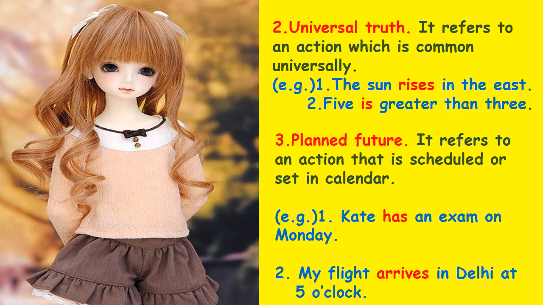They are all common universally, so we use the present tense. Next one is planned future. It refers to an action that's planned or set in calendar. See the example. Kate has an exam on Monday. My flight arrives in Delhi at 5 o'clock. Though these actions are going to happen in future, we use present tense because they are already scheduled. They are called planned future. So for planned future, we use the present tense.